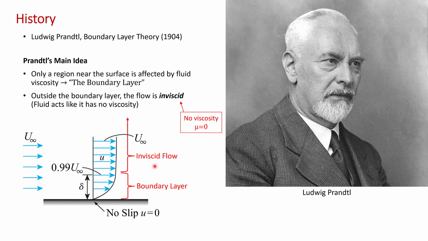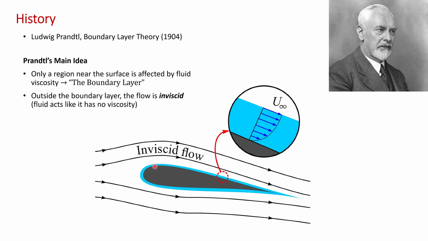So if you were trying to solve flow over an airplane wing, for example, you'd use Prandtl's boundary layer theory near the surface, where the effects of fluid viscosity are important, but the flow away from the surface can be solved as if the flow is inviscid. And the approximation of no viscosity greatly simplifies the solution of the Navier-Stokes equations. In other words, the equations of motion of the fluid.